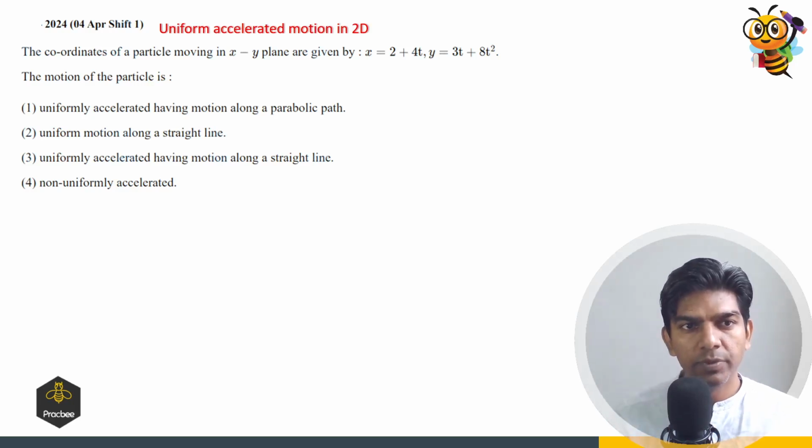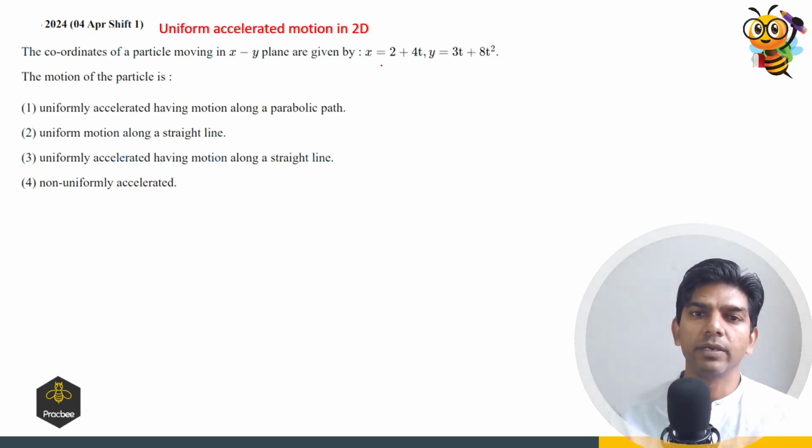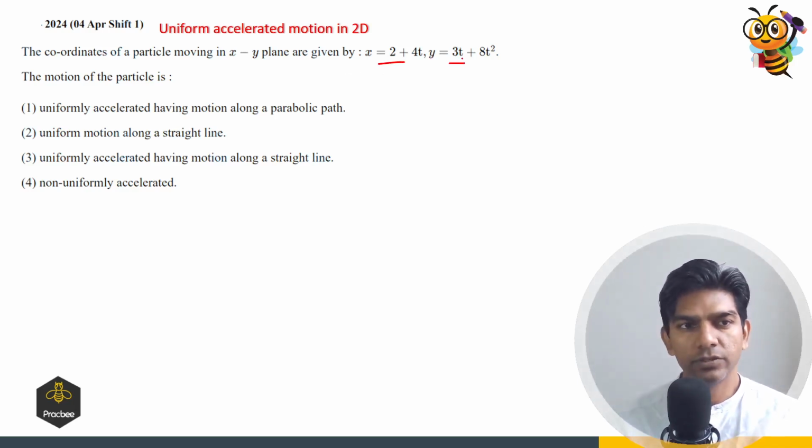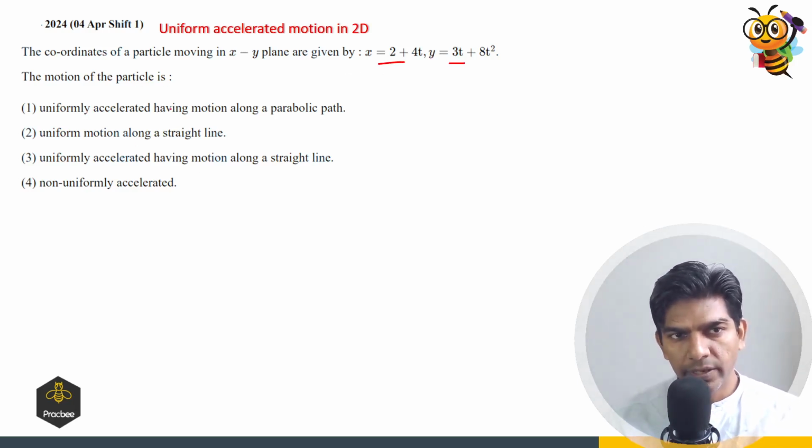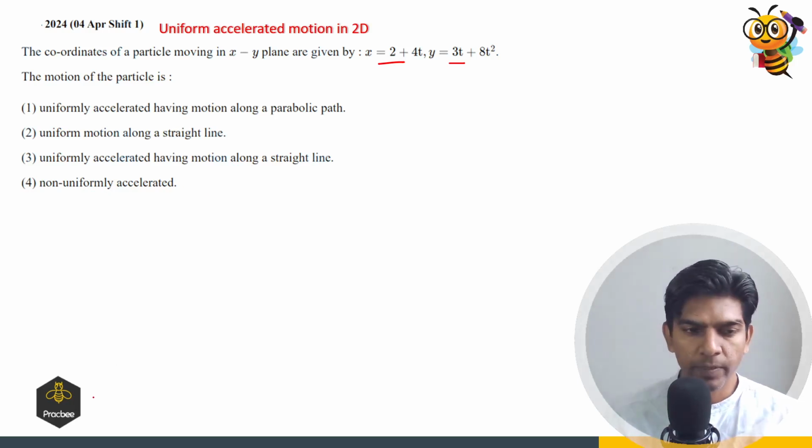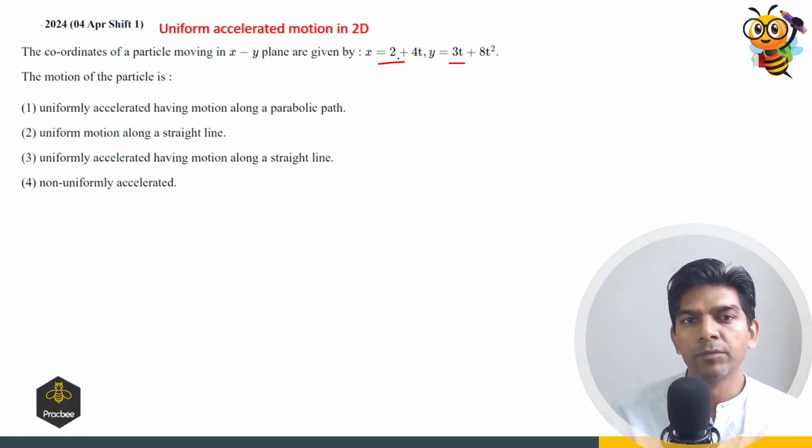The coordinate of a particle moving in the xy plane is given by this. So x is a function of time, y is a function of time. The motion of the particle is: uniformly accelerated having motion along a parabolic path, uniformly accelerated having motion along a straight line, or non-uniformly accelerated motion. So let us find the acceleration, right?